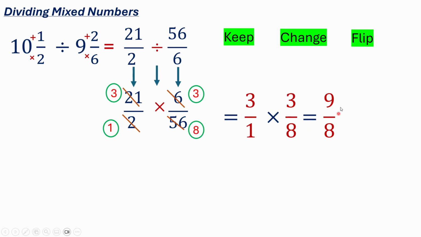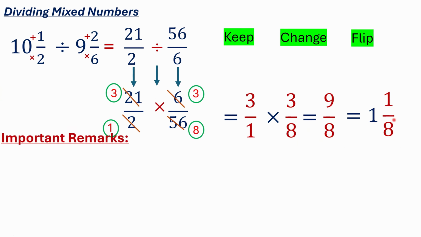And check, is that in the simplest form? No, it's not, because it is an improper fraction. 9 is greater than 8. I will change it to a mixed number mentally. How many 8 in the 9? I have 1 8 inside the 9, and the remainder after taking 8 from the 9 will be 1 over 8, and this is the simplest form.